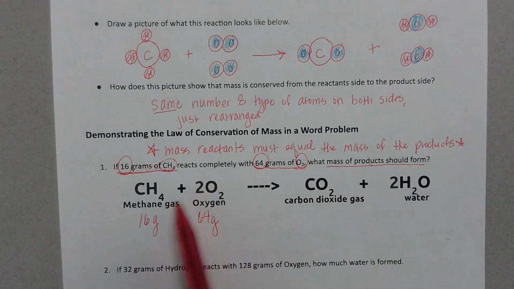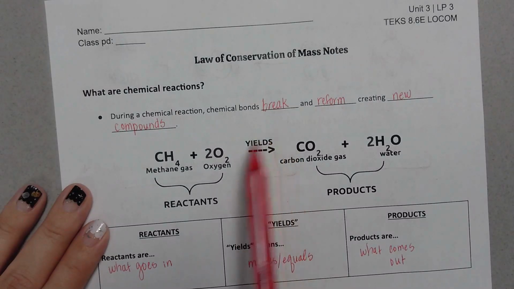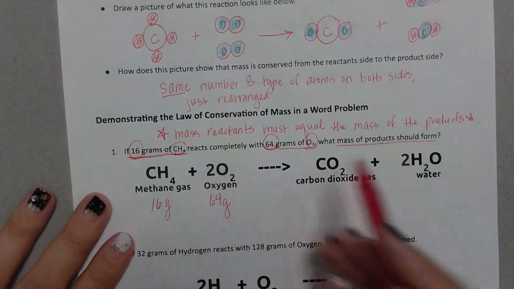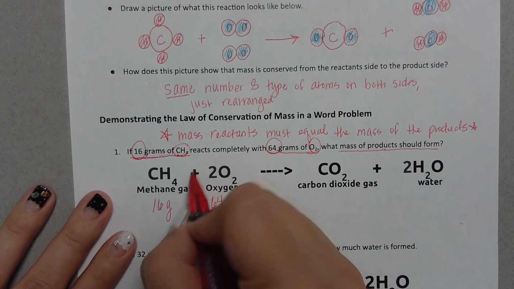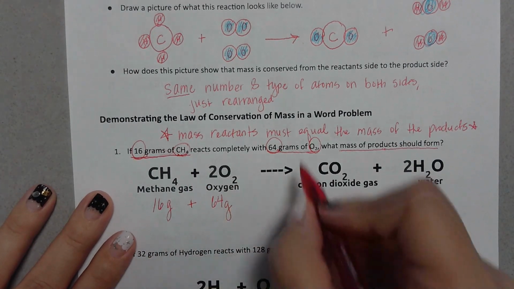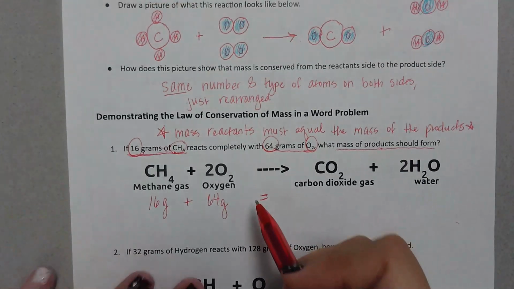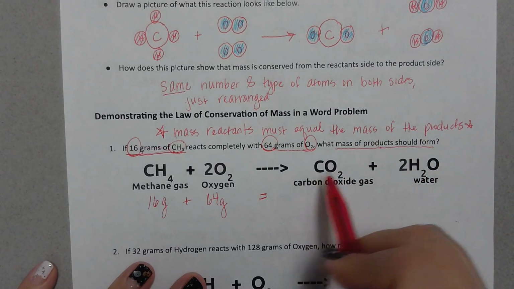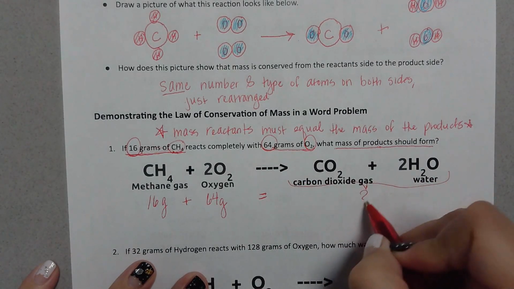So think of, we said back here on this page that this yield sign is essentially an equal sign. And then what do we have here? A plus sign. So think of this as a math equation. So 16 grams plus 64 grams equals, so think of this arrow as an equal sign, equals some total mass. It's not asking us for CO2 or H2O. It's asking us for the total mass.